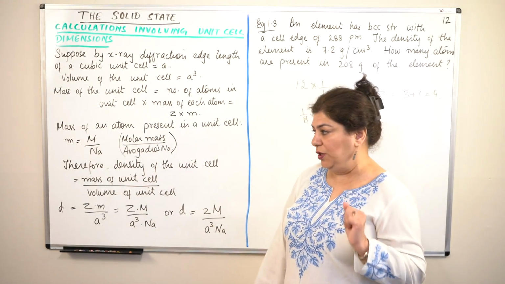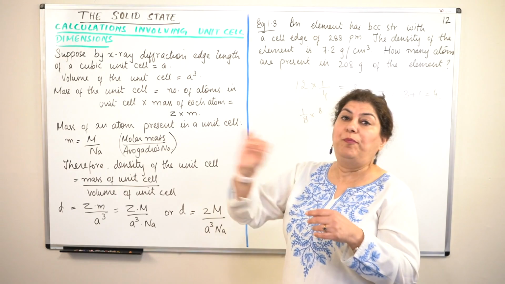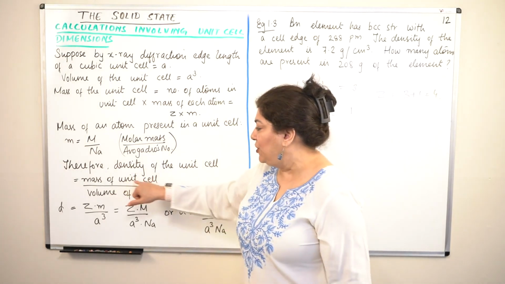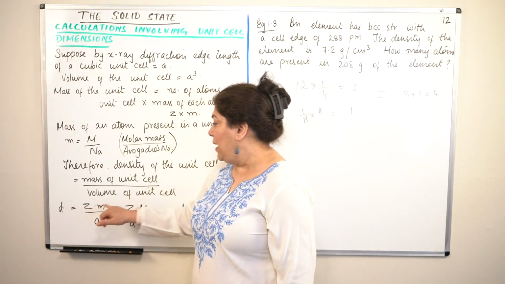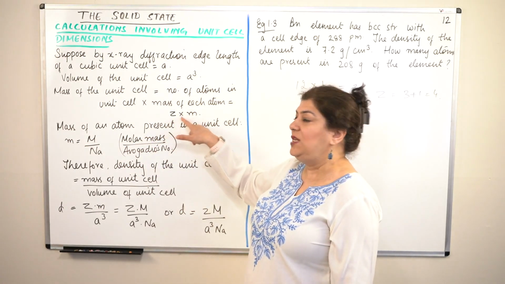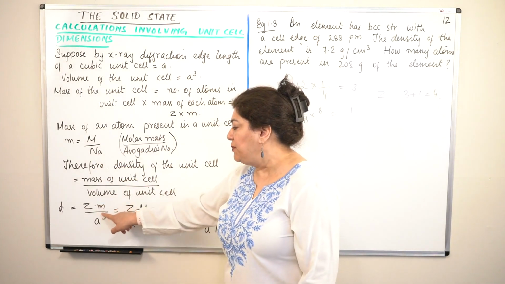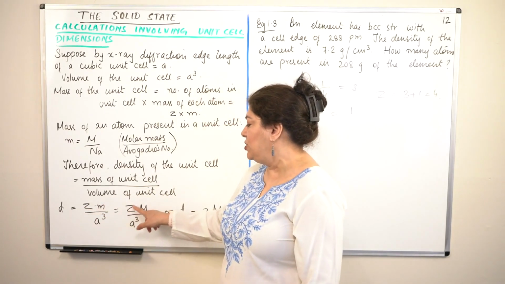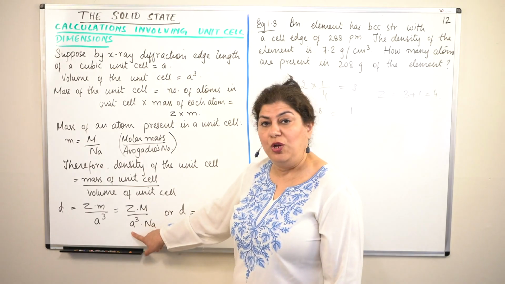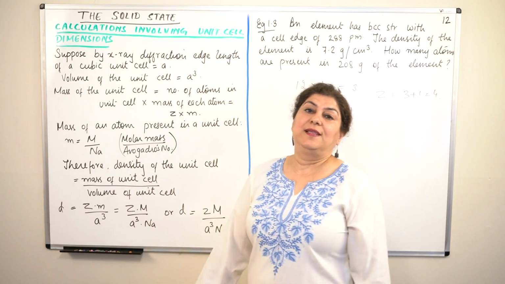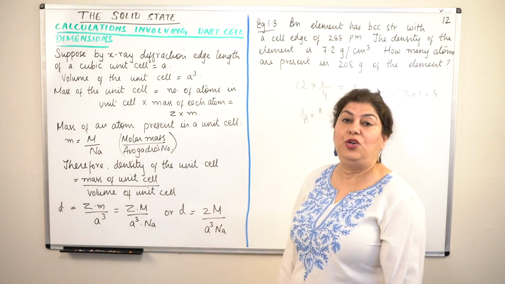So what is density? Density is mass per unit volume. If we want to calculate the density of the unit cell, we would have to divide the mass of the unit cell by the volume of the unit cell, because mass per unit volume is density. Density is represented by D. The mass of a unit cell is Z into m, and the volume is a cube. But m can be written as capital M, that is molar mass, upon Avogadro's number. So substituting m with this, we get that density is equal to ZM over a cube N_A, where capital M is the molar mass, N_A is the Avogadro number, a cube is the volume of the cube, assuming that a is the edge length, and Z is the number of atoms in that unit cell. Or D is equal to ZM upon a cube N_A.